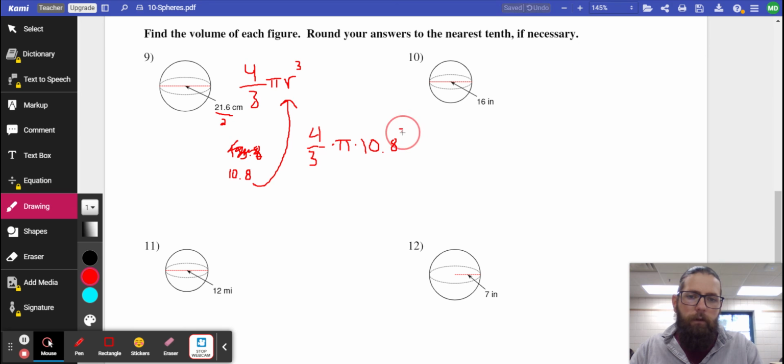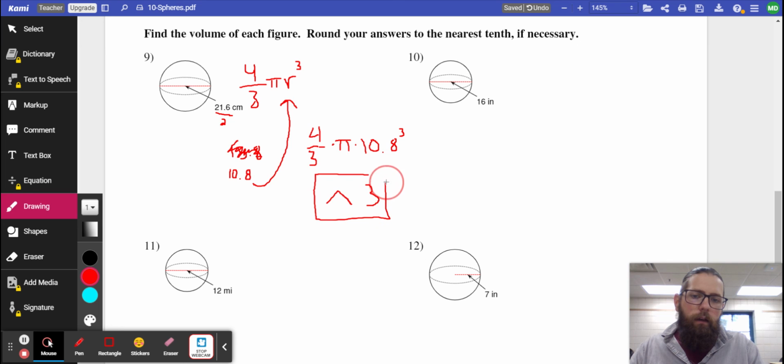to the third power. So on my calculator, I would just do 4 divided by 3 times pi times 10.8 to the third power. Remember to do to the third power, you push this button on your calculator, and then the 3.